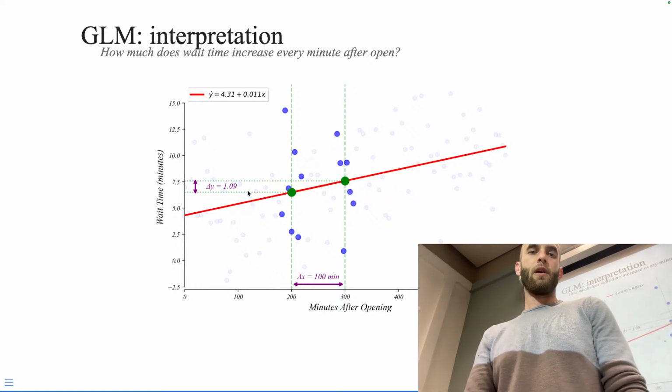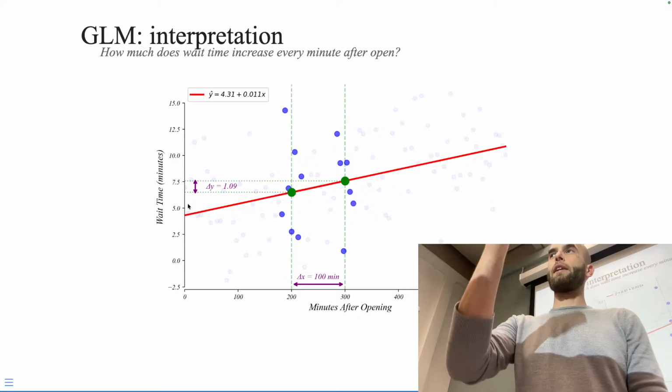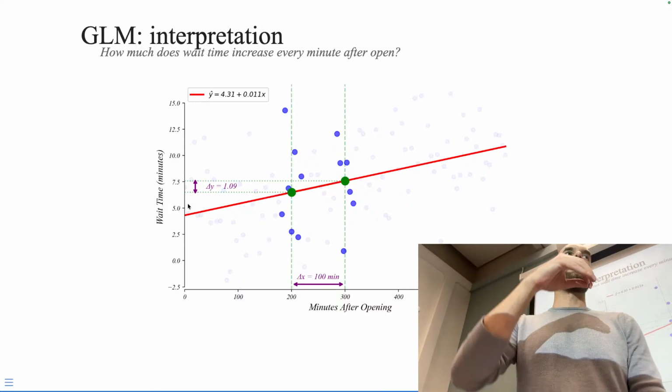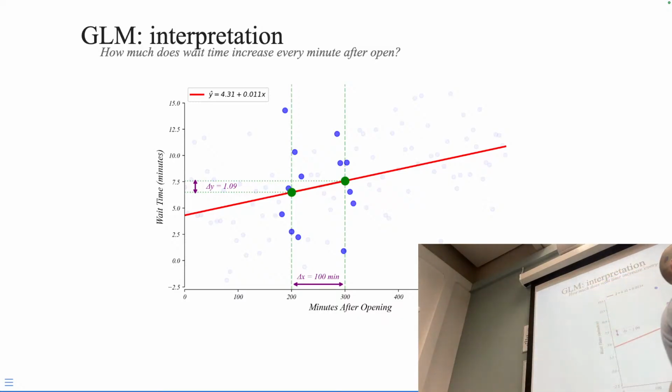The prediction at two different values, we said we have a prediction at 200 and a prediction at 100. What happens to the wait time? How does wait time change when we increase on the horizontal axis? I think we did talk about the difference in life evaluation as we increase 1 unit on the horizontal axis. The change in the vertical axis for every 1 unit change on the horizontal axis is exactly beta 1.